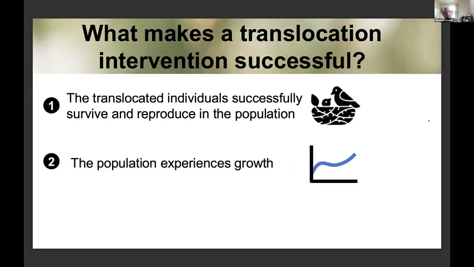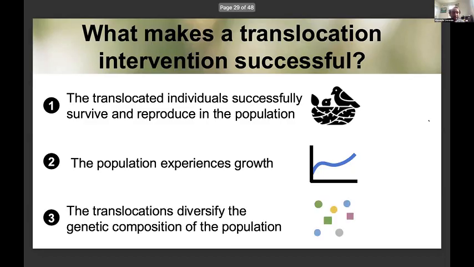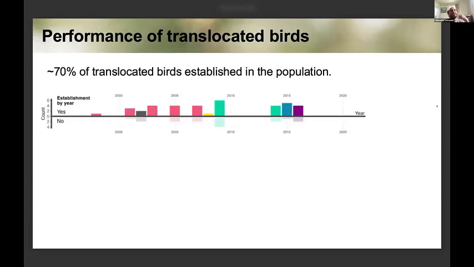Often these conservation translocations are happening in these really small populations. And so we want to see the population experience some growth and get bigger. And then lastly, we want the translocations to diversify the genetic composition of the population. There's a whole host of potential benefits that come along with having a more genetically diverse population. So that's something else we would hopefully see alongside or because of these translocations.